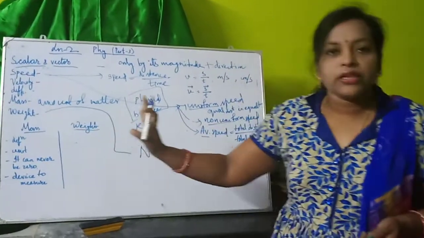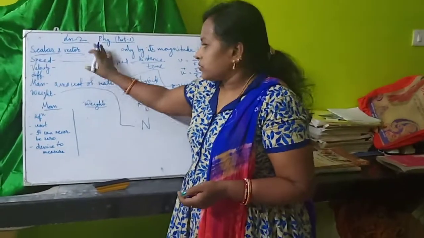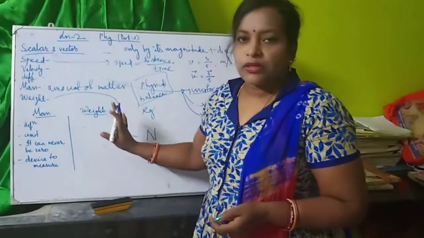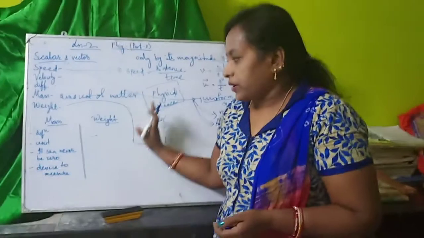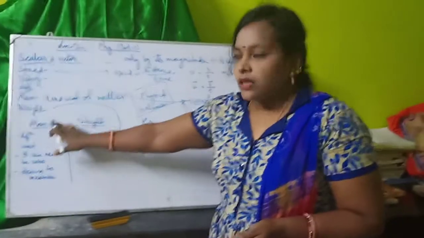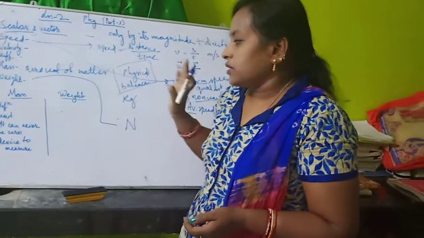Next comes how to distinguish between mass and weight. The first point I told you here also: whenever a difference is asked, first you write the definition. Define mass, define weight. Next comes the unit. For mass you can write the SI unit is kg. For weight you can write the SI unit is Newton.